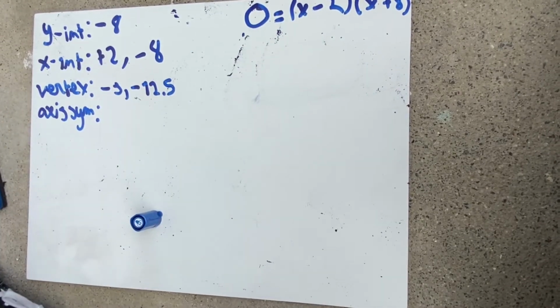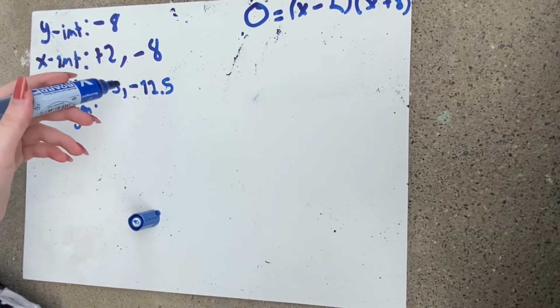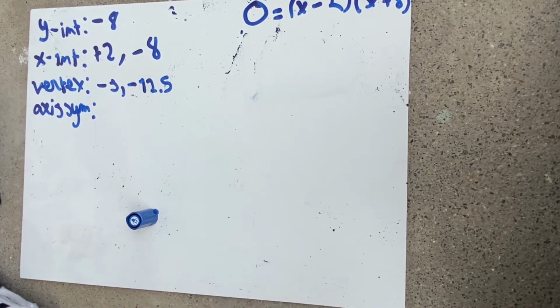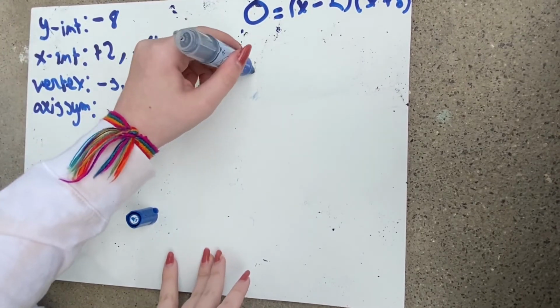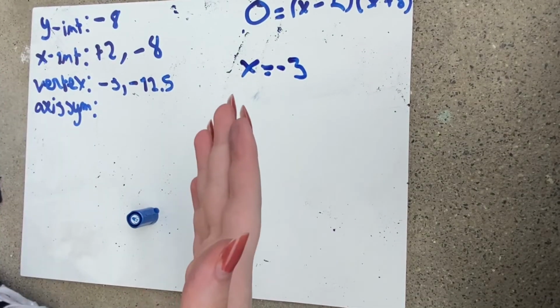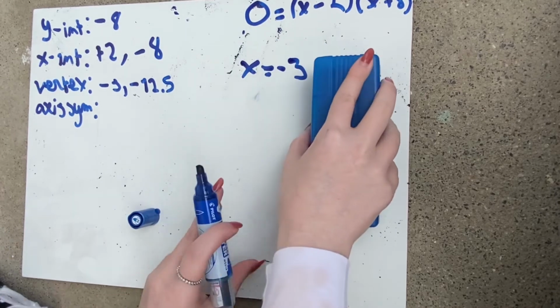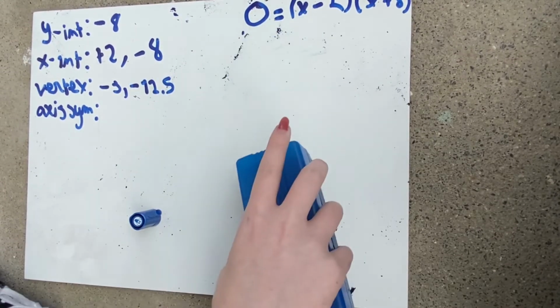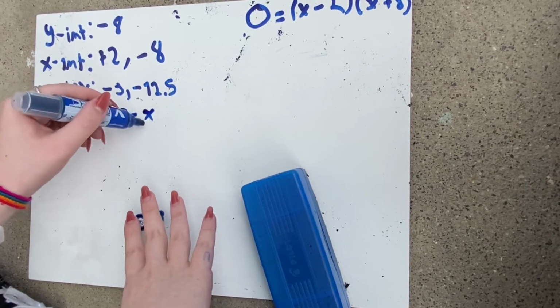So we have our vertex at negative 3, comma, negative 12.5. When it asks you for the axis of symmetry, you know that it's negative 3. So you're just going to say x equals negative 3, because the vertex is always on the axis of symmetry, because it's the point between them. So when it asks you for the axis of symmetry, you're going to write x equals -3.